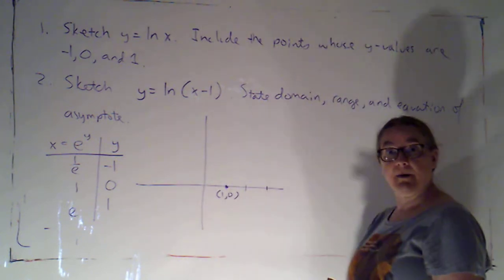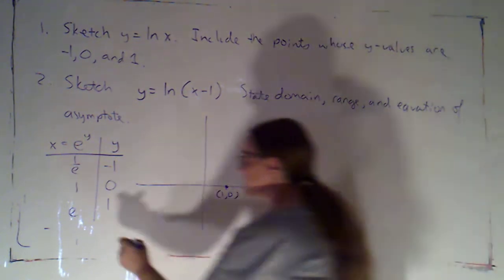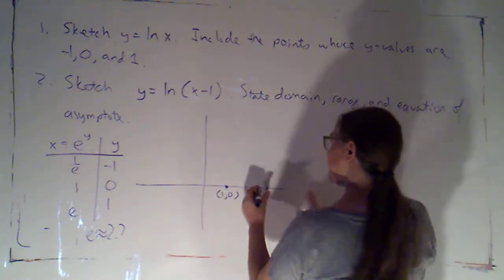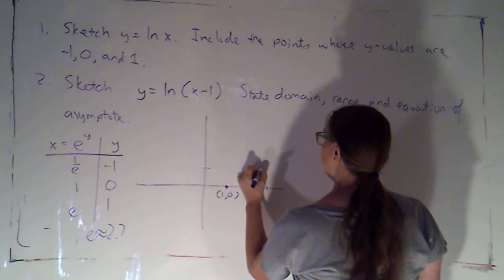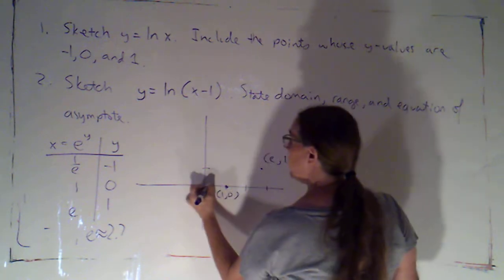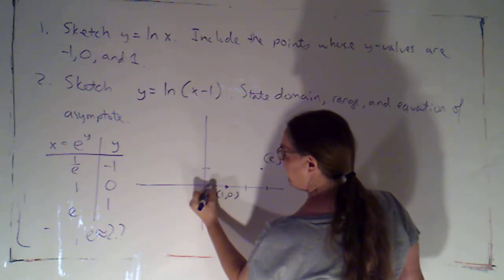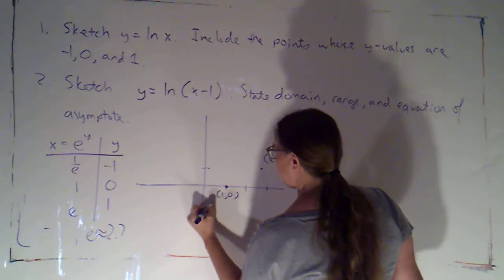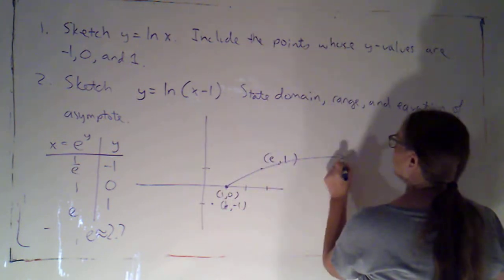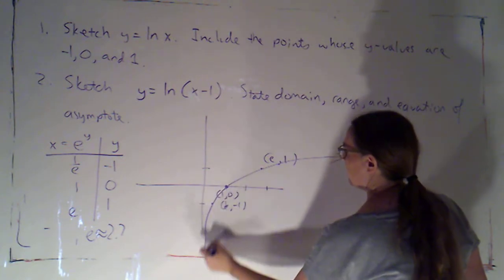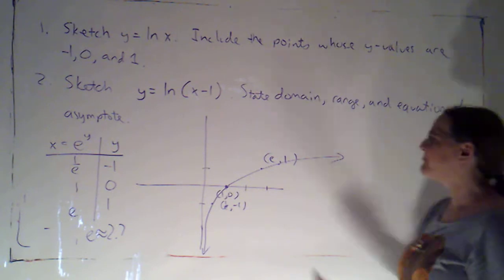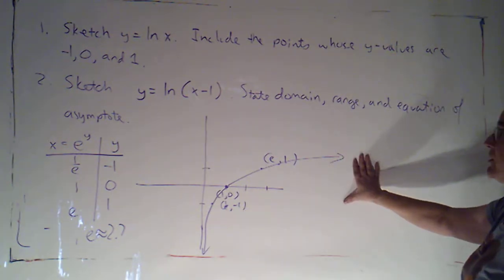And so then, let's see, we've got the point (e, 1). Now here I'm going to need to remember that e is about 2.7. I'm going to label it as e, but that tells me where to put it. So there's my point (e, 1). And then I'm going to have the point (1/e, -1), which would be somewhere between 1/2 and 1/3. Excellent, with my vertical asymptote on the y-axis there. Fabulous, so that's my basic graph.